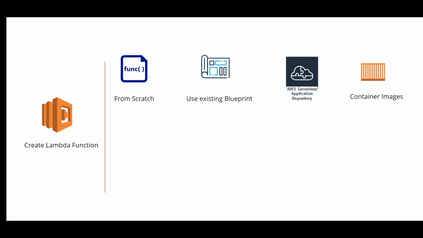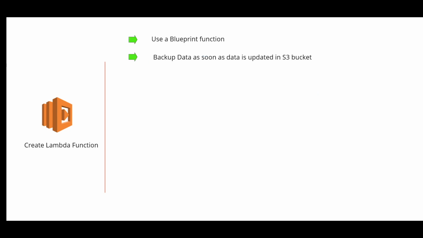And since 2020, AWS supports container packaging of Lambda functions as well. So you can package your Lambda function code and dependencies as a container image rather than uploading it as a zip. When invoked or triggered, the functions deployed as container images are run as is. In this tutorial, we'll use one blueprint function to demo the Lambda function, and then we'll create our own function to back up an S3 bucket when the data is updated in it.